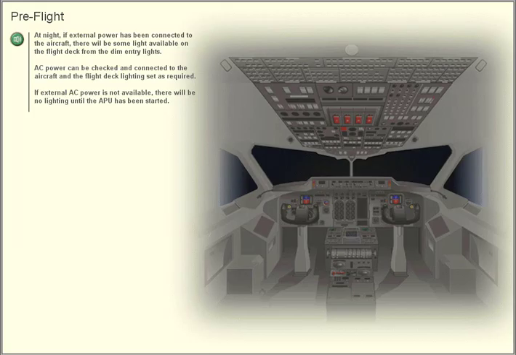Pre-flight. At night, if external power has been connected to the aircraft, there will be some light available on the flight deck from the dim entry lights. AC power can be checked and connected to the aircraft and the flight deck lighting set as required. If external AC power is not available, there will be no lighting until the APU has been started.